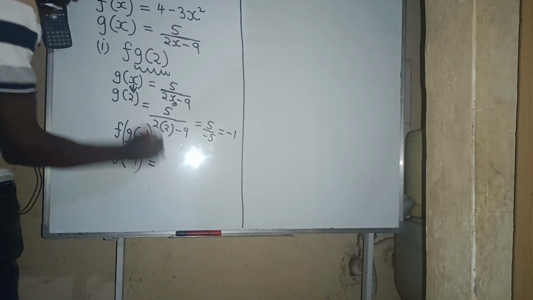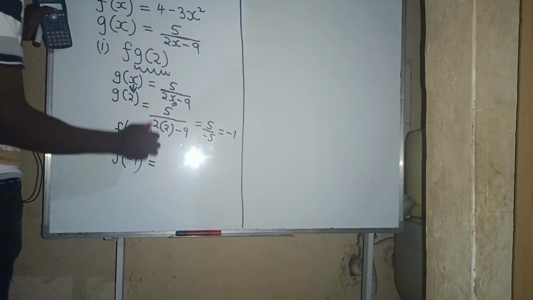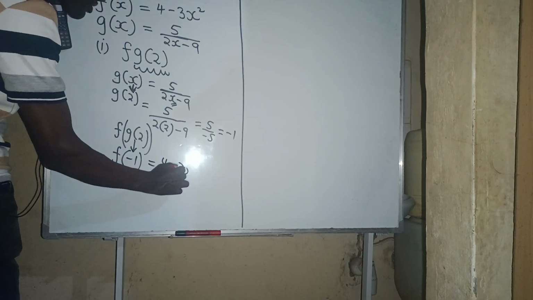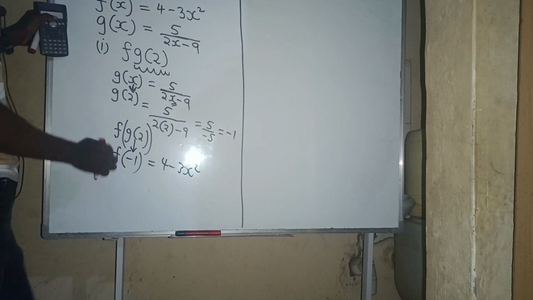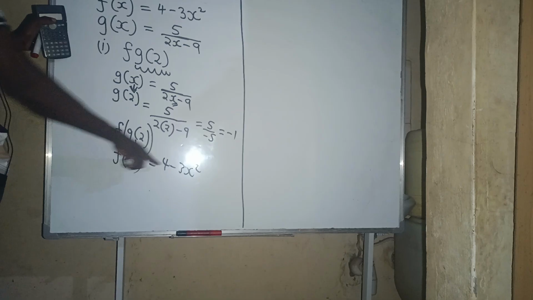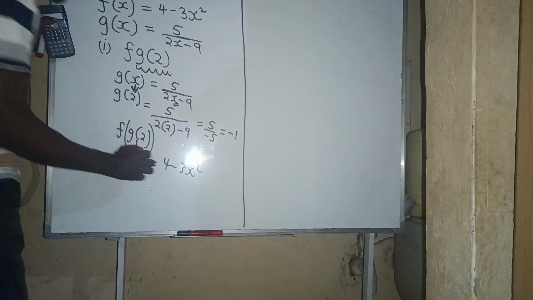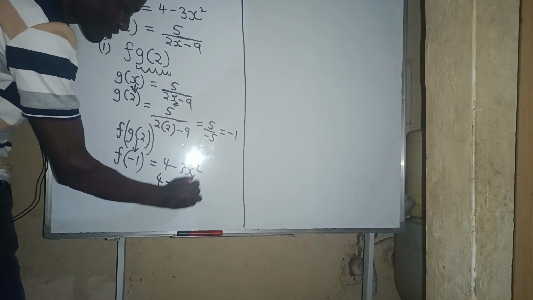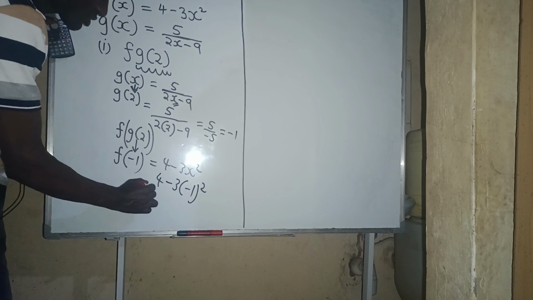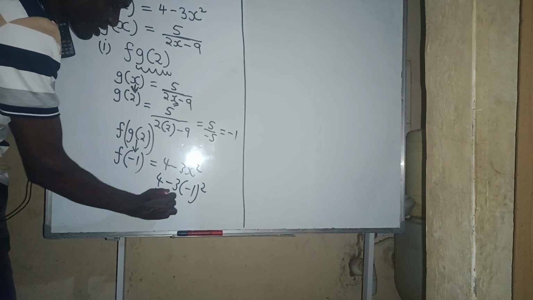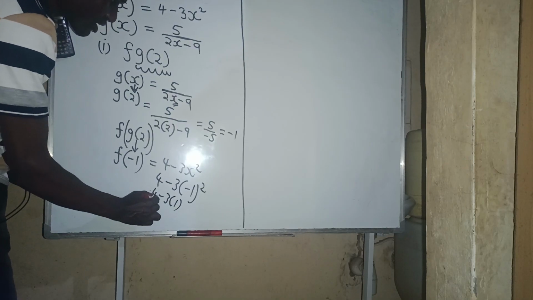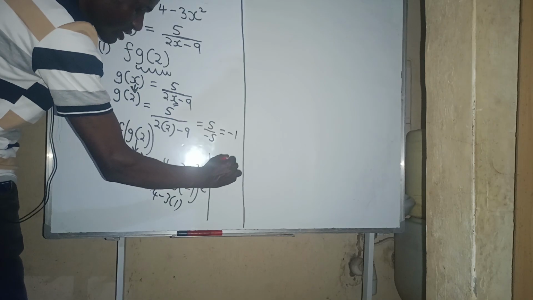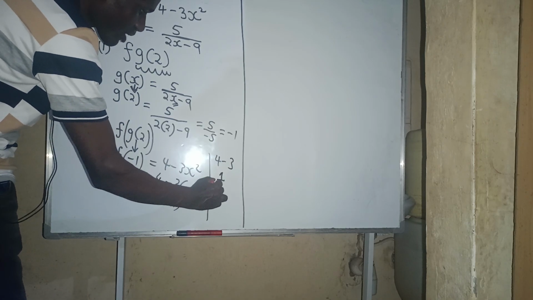We know that the function f(x) is 4 minus 3x squared. That means where there's x in this function f, you're supposed to put minus 1. So we shall have 4 minus 3 times negative 1, squared. So it will be 4 minus 3 times 1. That translates into 4 minus 3, so the answer is 1.